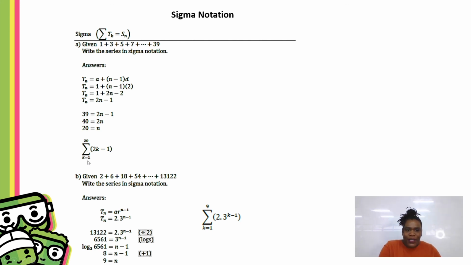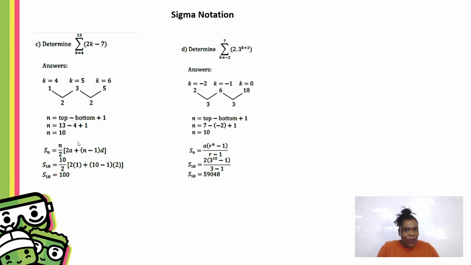And then at the bottom of your sigma, you have where you start substituting values. What is your first term? Is it term number 1 or is it term number 4 when you're adding up these terms? You start adding from term number 1. Where do you stop adding? That's what you put on top of the sigma. You stop adding at 20.